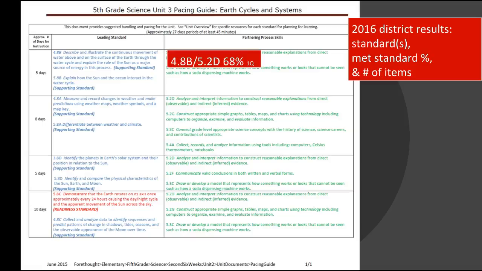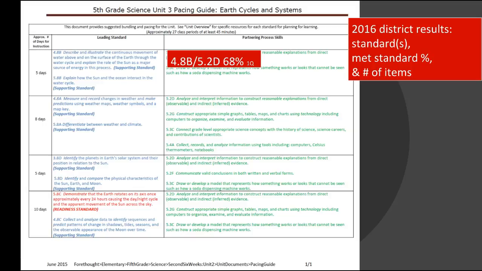So when we start at 4.8B, that's a supporting standard, and that's where students look at the water cycle and explain the role of the sun. There was one question, so if you take a look here, there was one question on STAR. This one was a dual-coded question, so it was 4.8B, and then it was put together with the process skill 5.2D, which we have in this 6 weeks as a partnering skill. And as a district, our MET standard was 68%. So that can kind of give you an idea of how we did on that particular one when it was put with the process skill, and that was in inferencing.